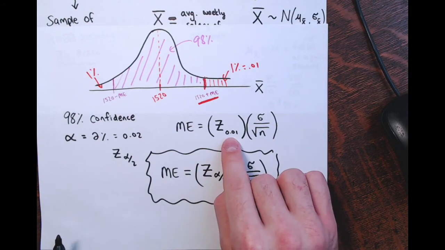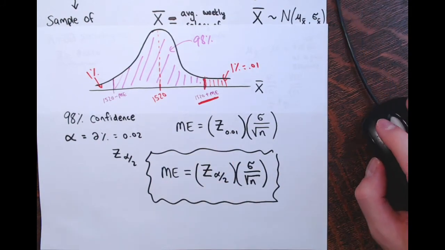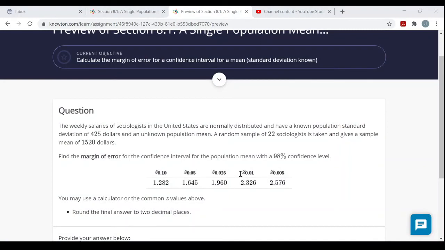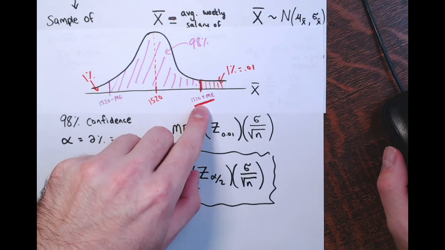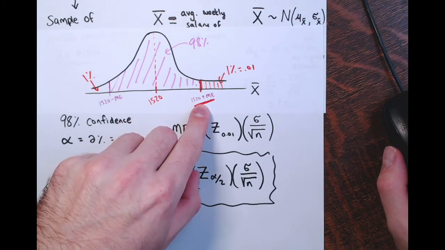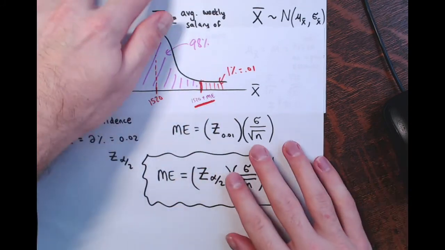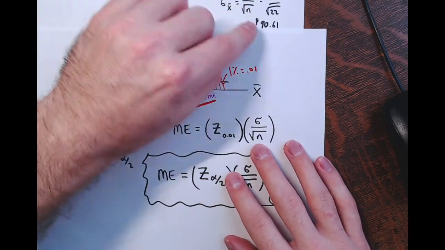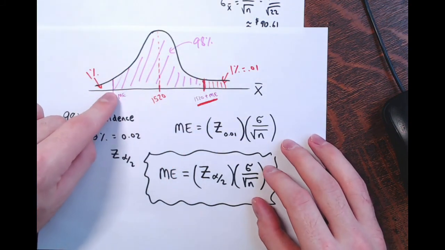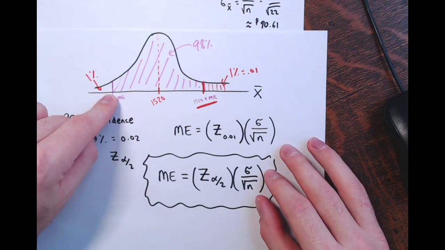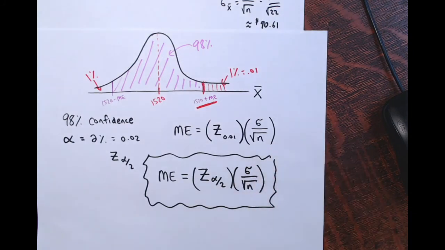And I know these values. Now z.01, the z-score with 1% above it, is given in my little chart here. See, z.01 is 2.326 standard deviations. So back on my picture, it means that this upper value in my confidence interval is 2.326 standard deviations above the mean. So 2.326 times this 90.61. That's how far above the mean this value is. And then this value is 2.326 standard deviations below the mean, so it's 2.326 times 90.61 below the mean.